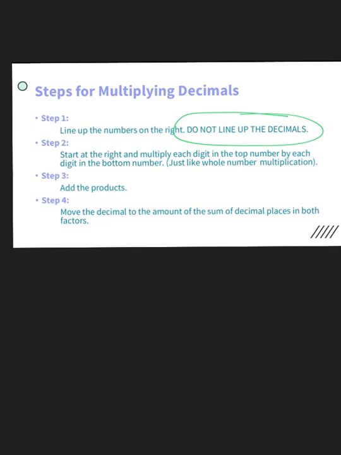Step 2 is to start at the right and multiply each digit. This is exactly like how we multiply for whole number multiplication. Step 3, add your products. Step 4, we're going to move the decimal, and I'll show you how to do that in our first example.